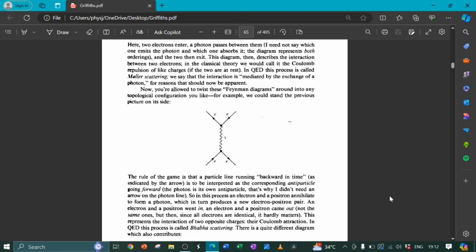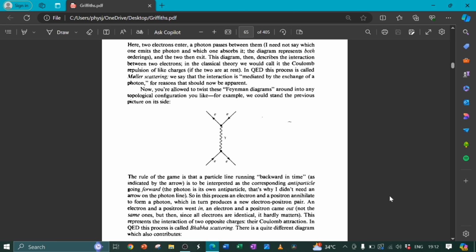So in this process, an electron and a positron annihilate to form a photon, which in turn produces a new electron-positron pair. An electron and a positron went in, an electron and a positron came out. Not the same ones. But then, since all electrons are identical, it hardly matters. This represents the interaction of two opposite charges, their Coulomb attraction. In QED, this process is called Bhabha scattering.